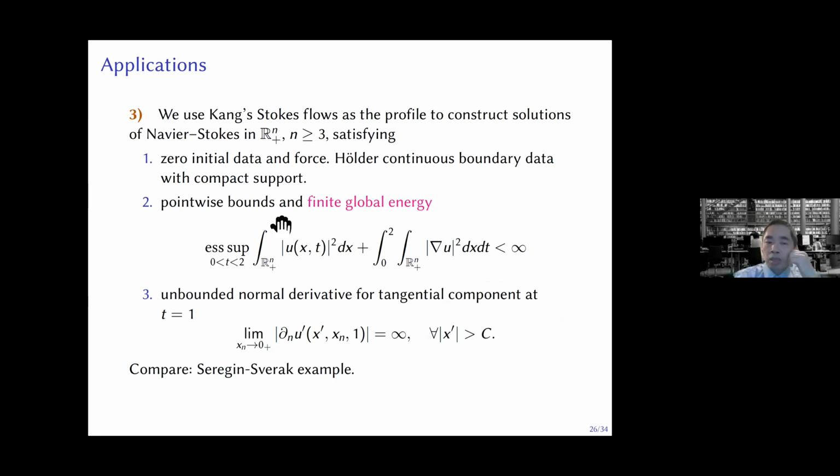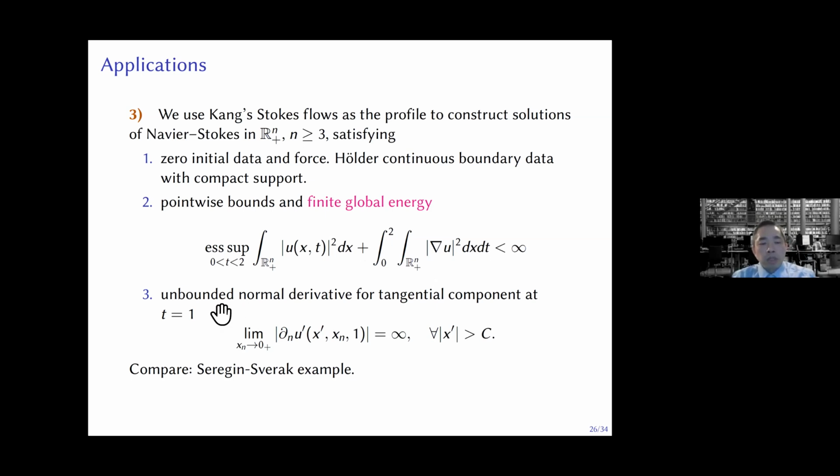And second, this solution has pointwise bound. So the velocity is bounded everywhere. And it also has finite global energy. So the L2 norm here, this is whole space, is uniformly bounded in time. And then the gradient u squared space-time integral is also finite.